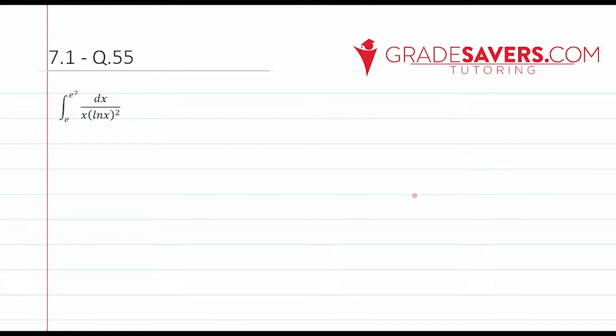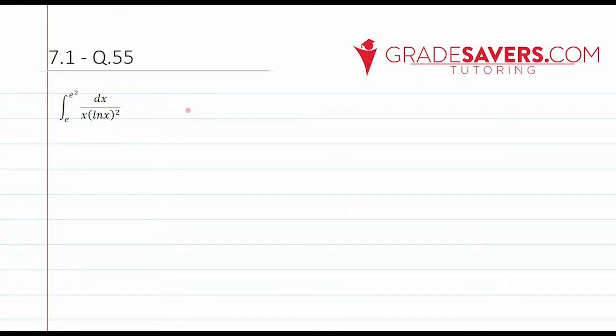Today we're doing question 55 from section 7.1. The question reads, what is the definite integral from e to e squared of dx over x ln x squared? We're dealing with integration by substitution in this section, so that's the method we will use.